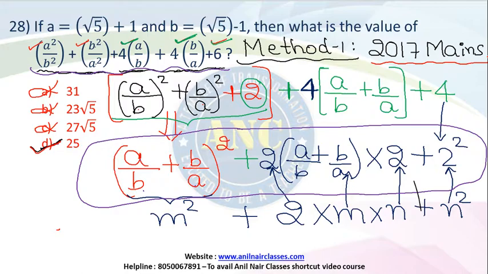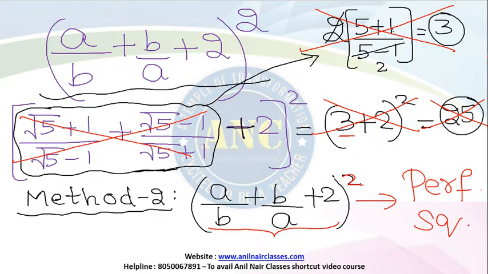You should be smart enough to say that the answer should be of a perfect square form, because the final answer should be (a/b + b/a + 2) whole square. That means the entire thing is squared. That means the answer should be a perfect square. There is only one option, which is 25. Mark it and move ahead.